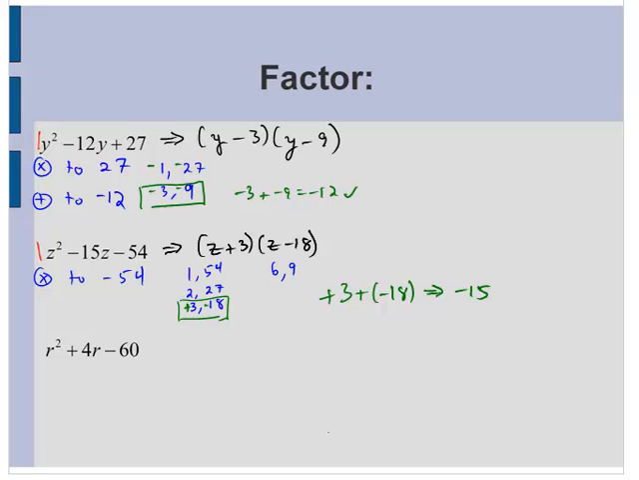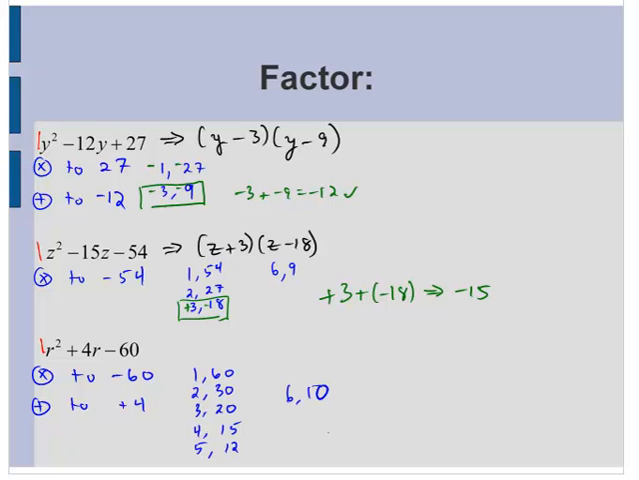Right, let's look at another one here. r squared plus 4r minus 60. Again, notice that the lead coefficient is 1. So I want a pair of numbers that multiplies to negative 60 and adds to positive 4. The pair of numbers that multiplies to negative 60, well, let's just focus on the 60. We have 1 and 60, 2 and 30, 3 and 20, 4 and 15, 5 and 12, 6 and 10, and that's it. And I wrote an 18, sorry about that, 6 and 10.